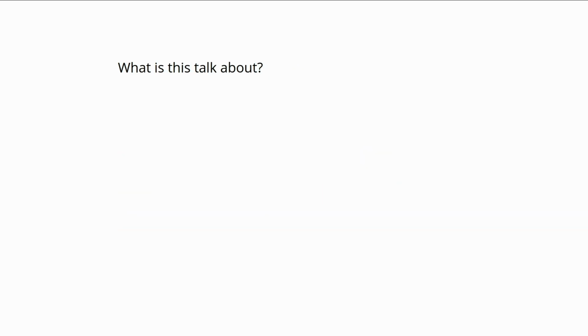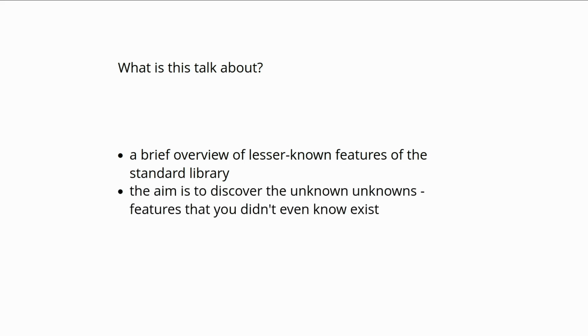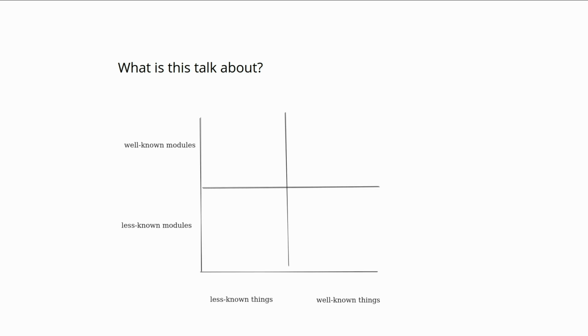So just to manage expectations, let me quickly mention what this talk is about. It's a brief overview of the lesser-known features of the standard library, and the aim is to discover the unknown unknowns. The unknown unknowns are the features which you probably didn't know exist in the library. The library is huge, right? I was thinking about what to talk about, because I could be talking about it here the whole day.